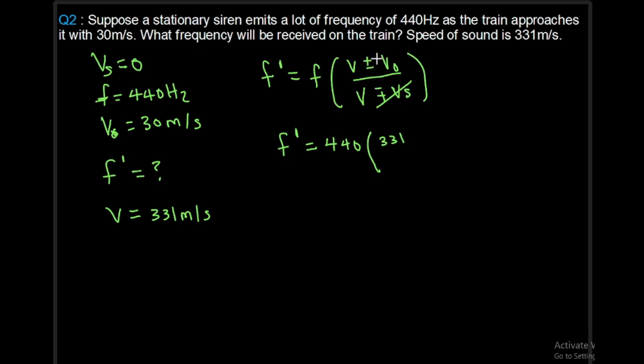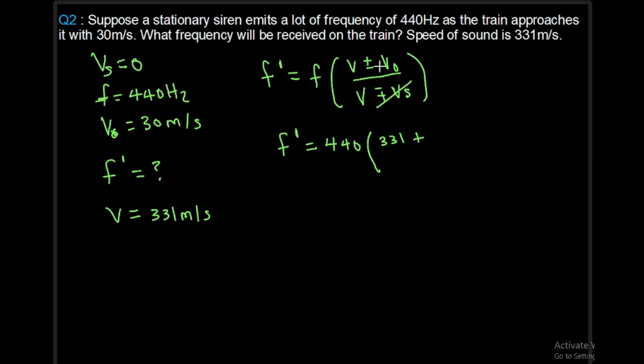You use plus when the observer is moving towards the source, and you use minus when the observer is moving away from the source. Now they said as the train approaches what? The siren, the stationary siren. The train approaches. So in this case, the observer, which is the train, is moving towards the source because it's approaching it. So we use plus.